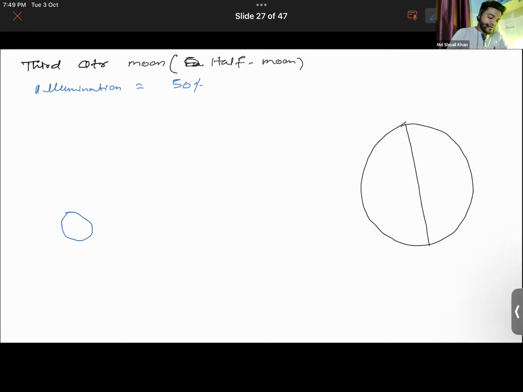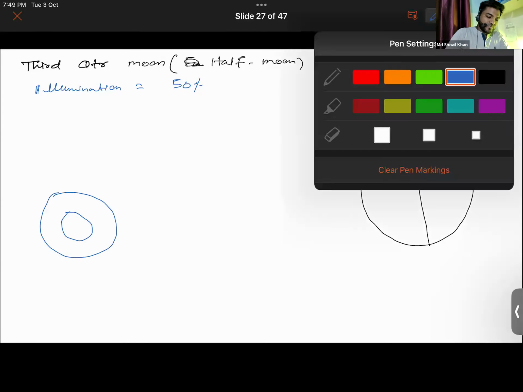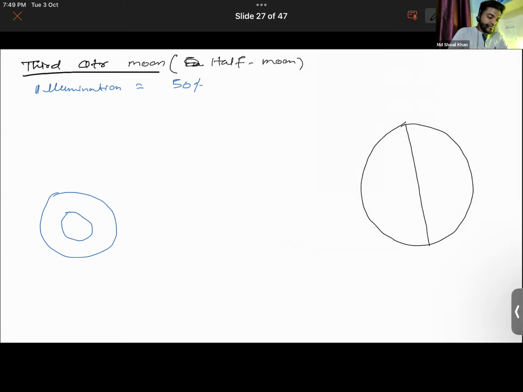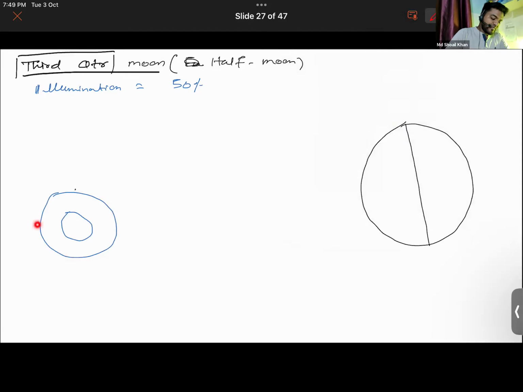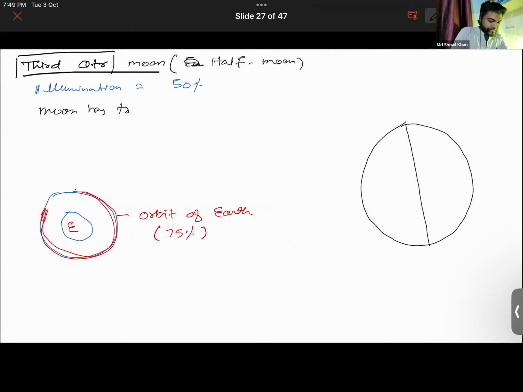This is our Earth, and this is the orbit of the Earth. So when the moon is in the third quarter phase, it means that the moon has traveled almost 75% of the orbit of Earth. That much portion, let's assume we have covered. This much portion. Getting it? 75%. So we say that the moon has traveled 3/4 of the Earth's orbit in this case.